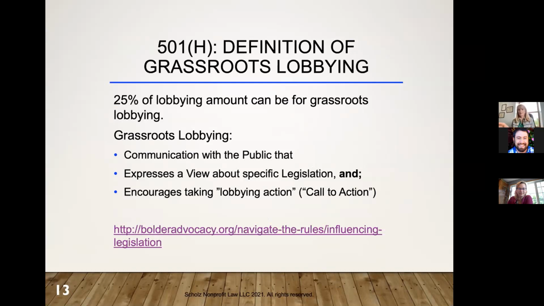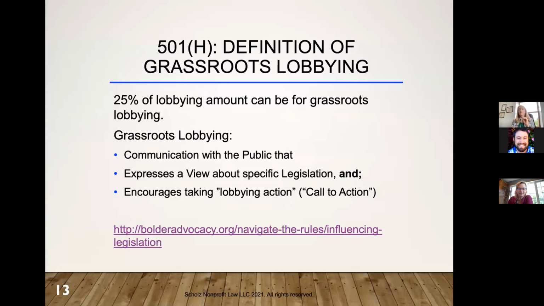Then we have the issue of talking to the public. And I think that's where a lot of the activity happens, right, in the nonprofit space. So there's this concept of grassroots lobbying. And that is more limited. So of that budget, we'll just say the 20% budget, though that's for a very small organization, but for the 20% budget, you can spend up to 25% of that allowed amount on grassroots lobbying. So grassroots lobbying has a very specific definition. It's communication with the public that expresses a view about specific legislation, and this is really the key part, encourages the taking of lobbying action, or a call to action.